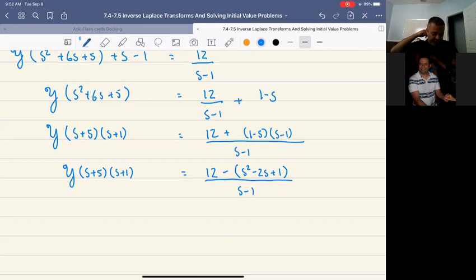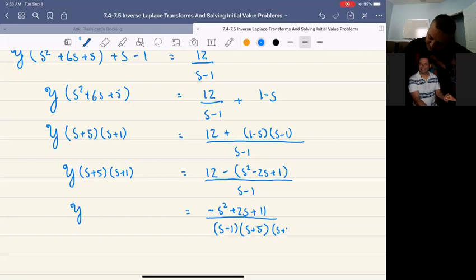Okay, so y is now going to equal negative s squared plus 2s plus 11 over (s minus 1)(s plus 5)(s plus 1).